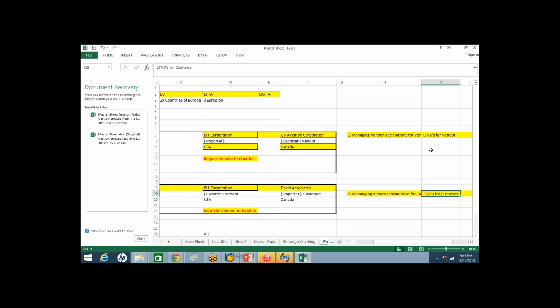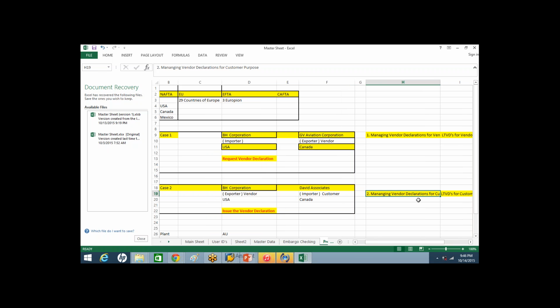LTVD means long-term vendor declaration: L for long, T for term, V for vendor, D for declaration. LTVDs for the vendor you deal with whenever you are importing something from a same preference zone vendor, and LTVD for the customer is managing the vendor declaration for the customer purpose. Because your customer belongs to the same preference zone, you need to issue and send the declaration. So you have to take care of the vendor declaration for the customer. That is LTVD for the vendor, and LTVD for the customer.